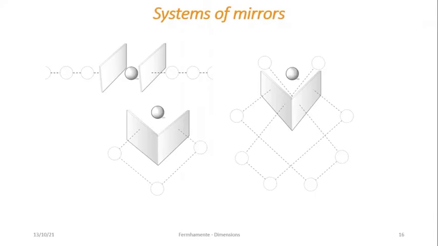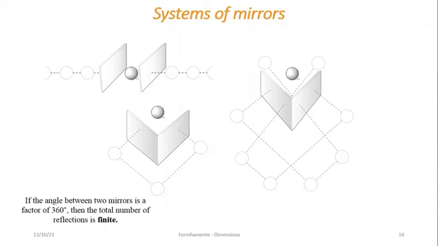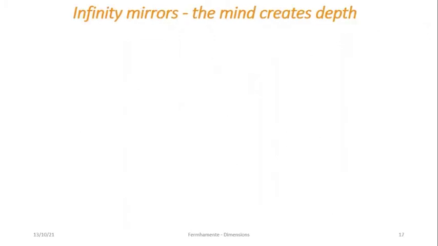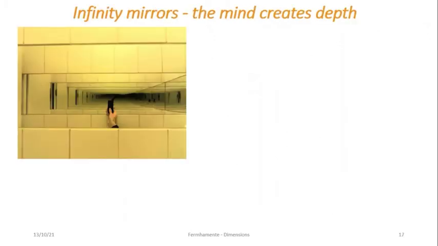In this slide, we can appreciate the multiple reflections based on the mirror arrangements depending on the angle between the mirrors. If it is a factor of 360 degrees, the number of reflections is finite, otherwise it is countably infinite. In this beautiful image, we can see the depth created by the multiple reflections in parallel arrangements.